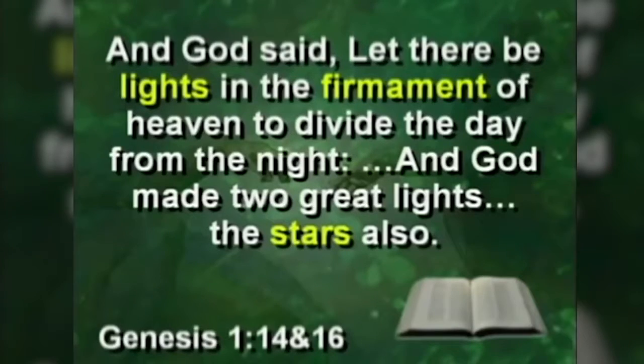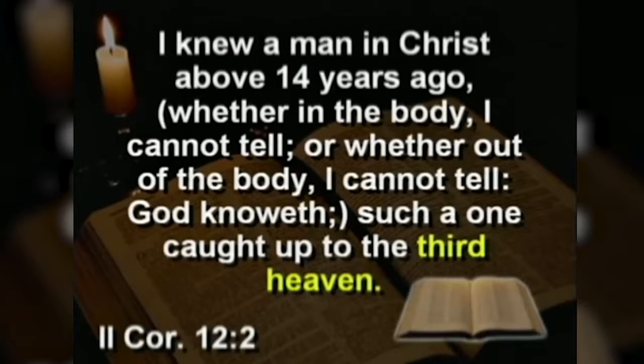Second heaven is where the sun, moon, and stars are. God said, let there be lights in the firmament. Talks about the sun, moon, and stars. That's the second heaven. The third heaven is only mentioned once in the Bible, right here, 2 Corinthians chapter 12. 3 heavens mentioned in the Bible. First heaven where the birds fly, second heaven where the stars are, third heaven where God lives.